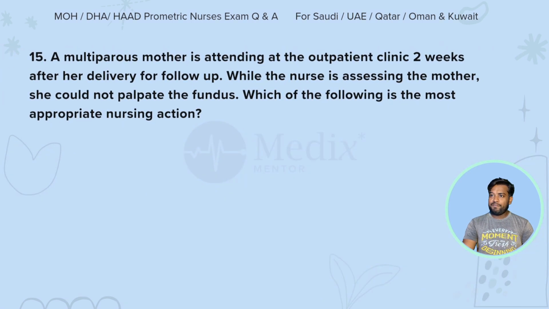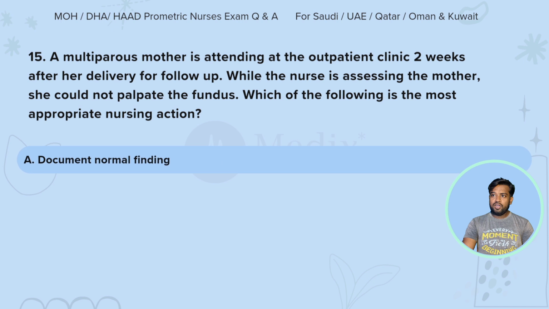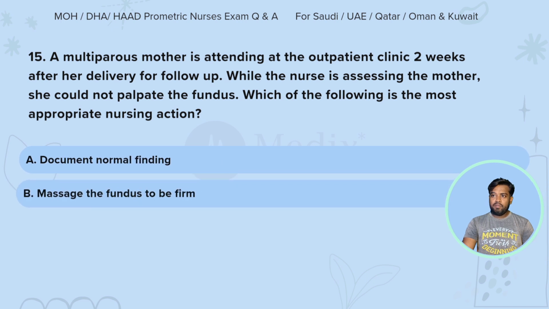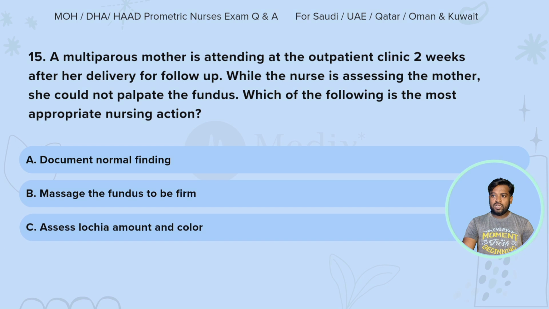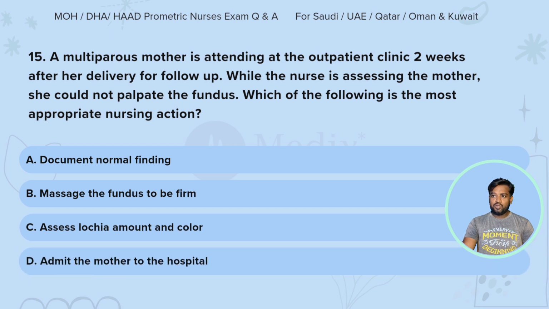Come to question number 15. A multiparous mother is attending the outpatient clinic 2 weeks after her delivery for follow-up. While the nurse is assessing the mother, she could not palpate the fundus. Which of the following is the most appropriate nursing action? A. Document normal findings. B. Massage the fundus to be firm. C. Assess lochia amount and color. D. Admit mother to the hospital.